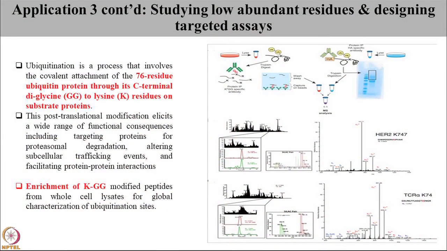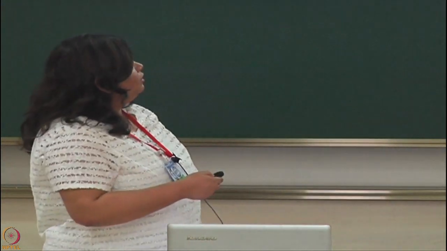And then what they have seen is, even in the mass spectrometry, they can identify the sites in which the ubiquitination occurs. So they can see the stretches of K and G. Thereby, they can be confident that they have identified the proteins that are enriched in ubiquitination.